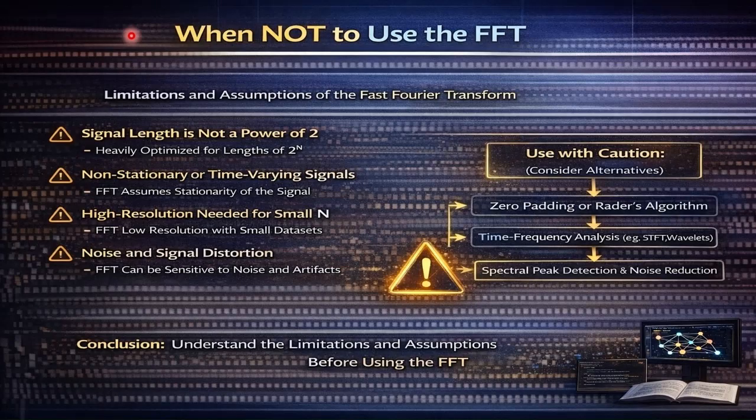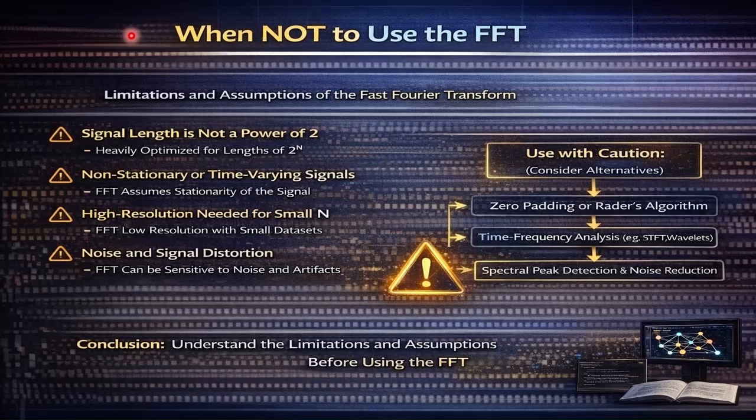Second, we have non-uniform sampling. The standard FFT algorithm strictly requires your data points to be equally spaced in time or space. If your sensor data is jittered or sampled at irregular intervals, a standard FFT will produce artifacts. You would instead need a non-uniform FFT, NUFFT, or a different spectral analysis tool altogether.